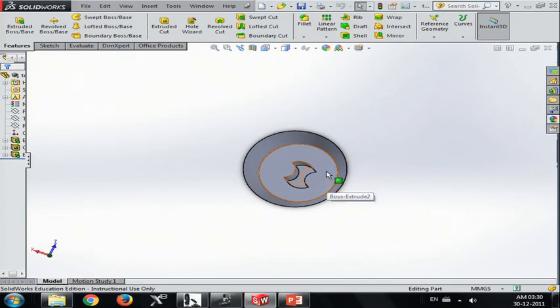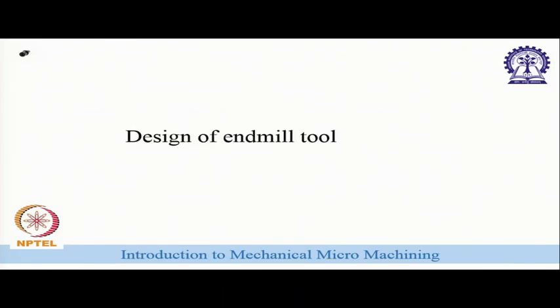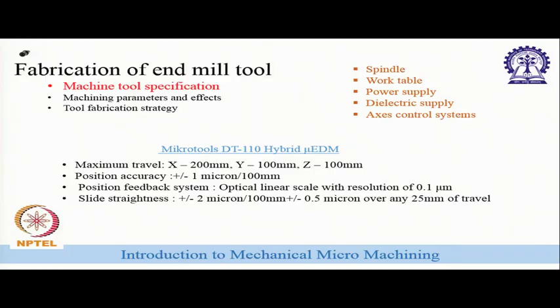After designing, we must know how we can make the design on the workpiece blank. For that, we must know the capability of the machine tool we have. We have a machine tool here.